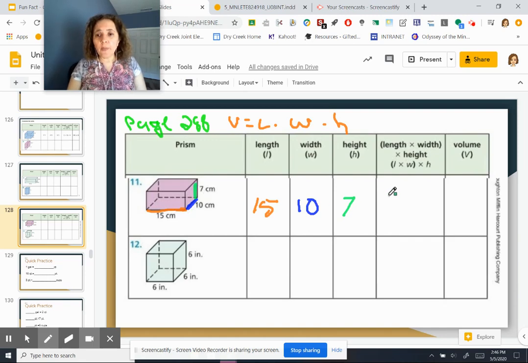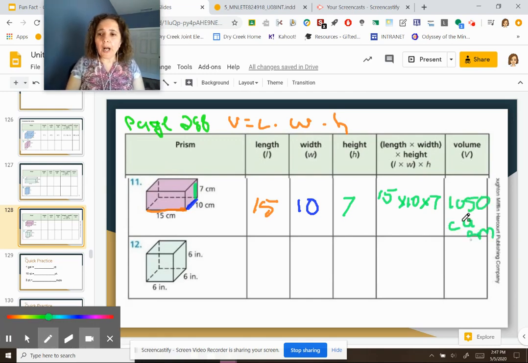Okay, so again, my formula is going to be 15 times 10 times 7. And again, it does not matter which order you do it in. Go ahead and stop the video and do that, and then come back to me to check for the answer.